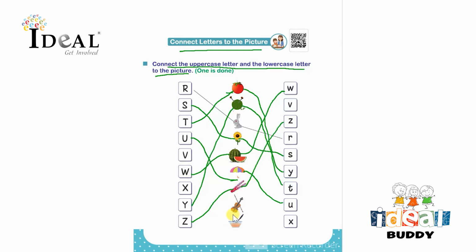After that it's violin. So they have to connect the uppercase V and the lowercase v to the given picture as the sound is V. After that it's mix. So the sound is X. So they have to connect the uppercase X and the lowercase x to the given picture.